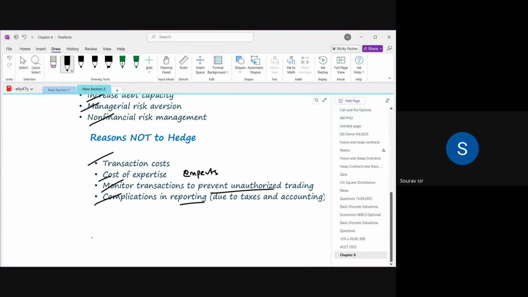Tax rules may also reduce the net benefit of hedging. While hedging helps reduce risk, it is not always practical. Firms may decide that the cost, complexity, and administrative burden of hedging outweigh the potential benefit. And this ends your slides.